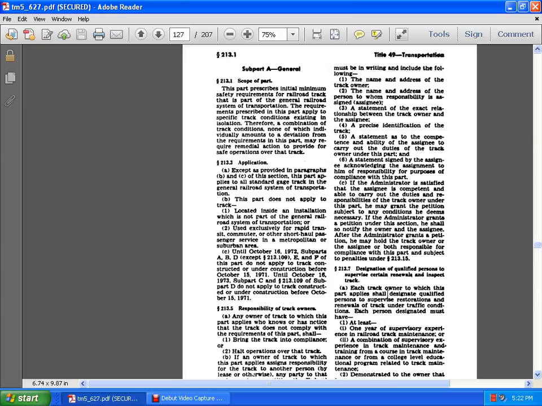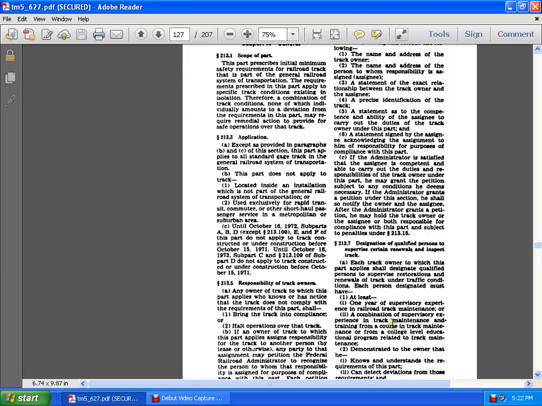Responsibility of track owners. Any owner of track to which this part applies who knows or notices that the track does not comply with the requirements of this part shall bring the track into compliance or halt all operations over the track. If the owner of track to which this part applies assigns responsibility for the track to another person by lease or otherwise, the owner may petition the Federal Railroad Administration to recognize the person to whom responsibility is assigned for purposes of compliance with this part.